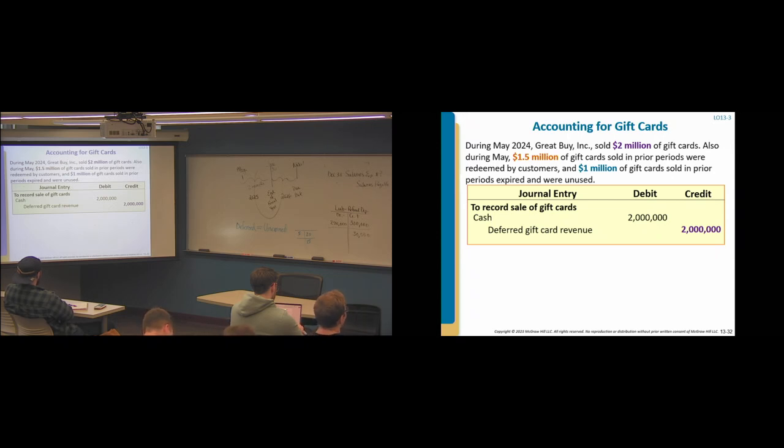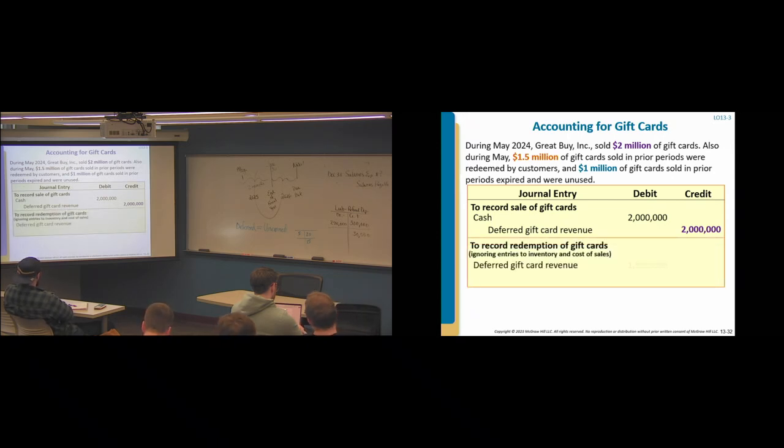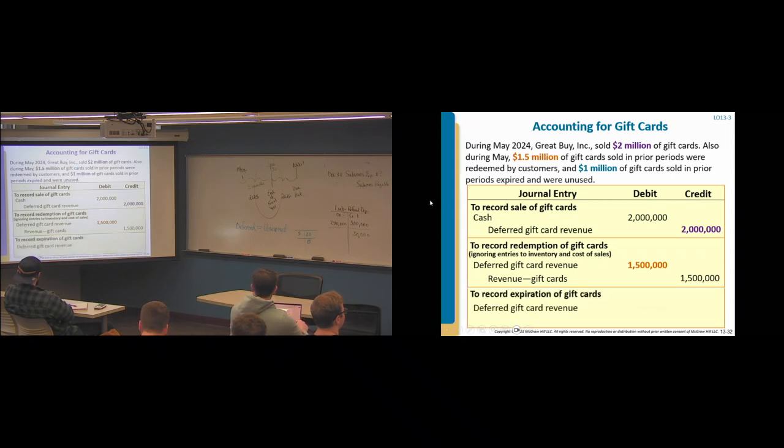And then we have a redemption. We're ignoring inventories and such because I'm just trying to keep it simple here. We reduce the liability, right, by the amount of gift cards that have been redeemed, and now we call that revenue, because what's happened is your customer has actually come and presented the gift card, and you have given them something in exchange.